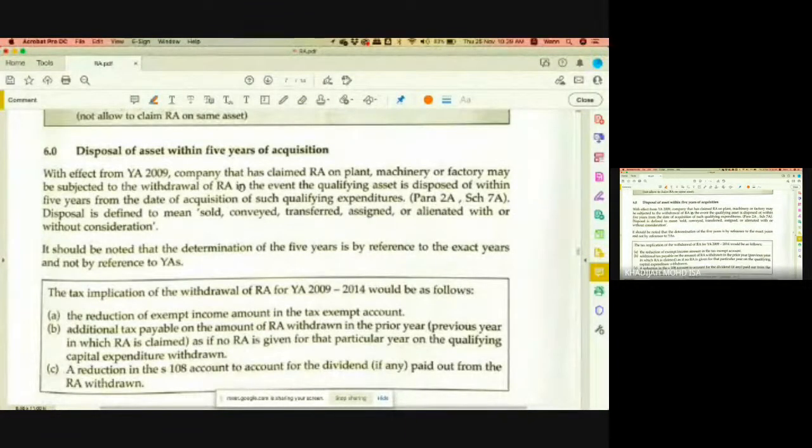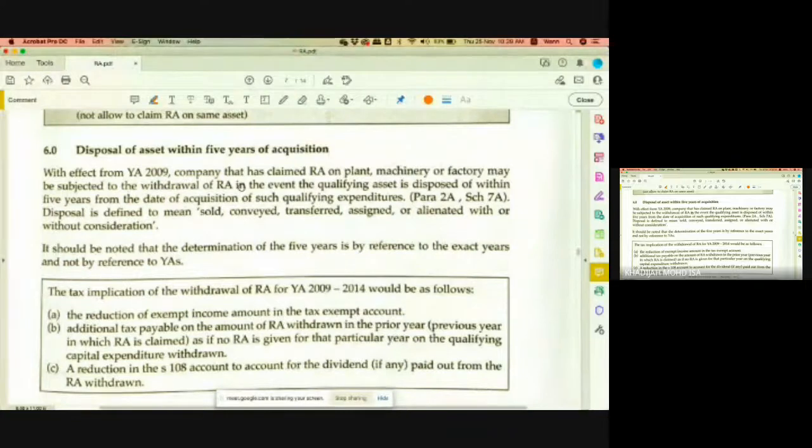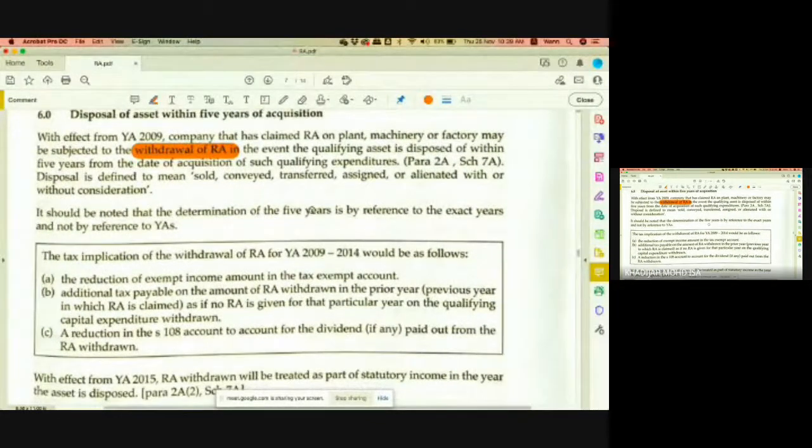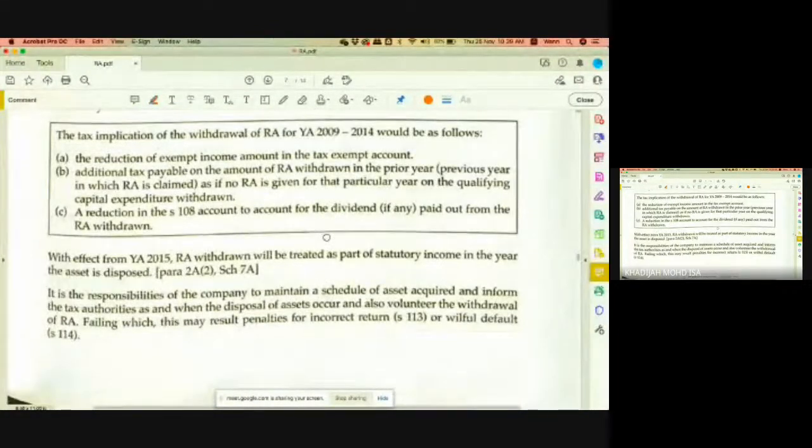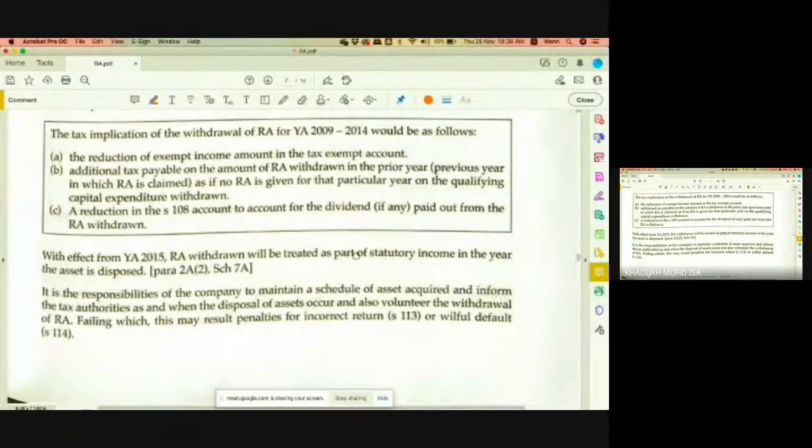And whenever you have disposed of an asset within 5 years of acquisition, then the reinvestment allowance given to you will be clawed back, right? Will be withdrawn. So we have a withdrawal of RA. Disposal here means sold, conveyed, transferred, assigned, or alienated with or without consideration. Alright, the 5 years period is by reference to the exact years and not by reference to year of assessment. So you have to look at when you actually acquired the asset and the date of disposal. From there you compute. Alright, and then withdrawal will be treated as part of statutory income.